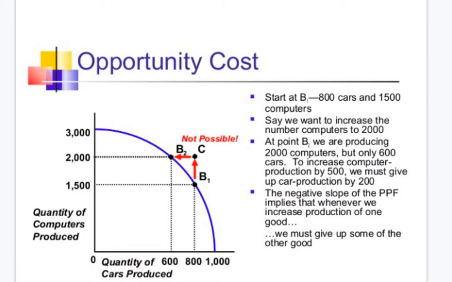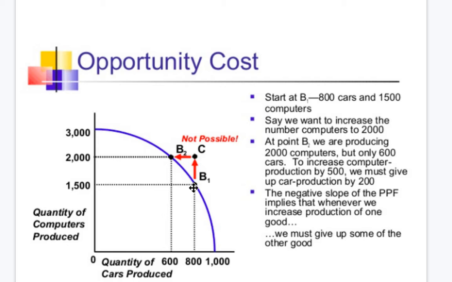So how does that look on a PPF? This is an example of a PPF, again the curve, the frontier. Here we're looking at the quantity of computers produced versus the quantity of cars produced. It really doesn't matter what we put here, but these examples are here just to show you what it might look like. This could be good A versus good B.